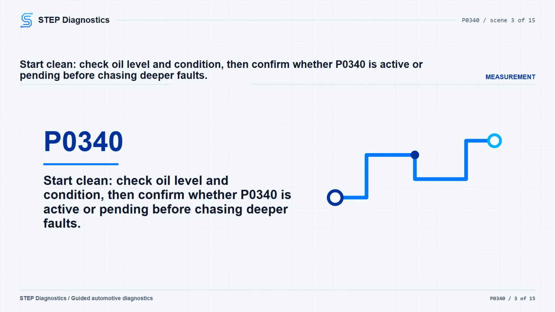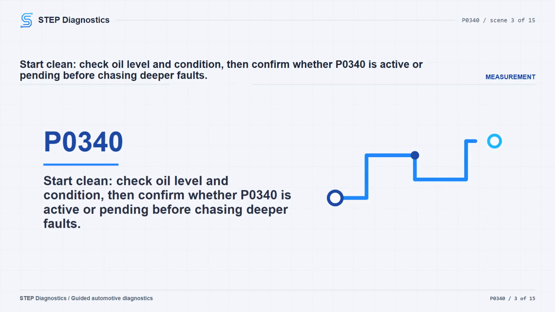First, key off and check the engine oil level and condition. Look for low oil, dirty, contaminated, aerated or deteriorated oil, wrong viscosity, oil pressure concerns, or an oil filter that does not meet the required specification. If the oil condition or level is wrong, correct it. Start the engine and let it idle for 2-3 minutes. Then erase the code and drive it to see if P0340 returns. If the code comes back, continue the diagnostic path.